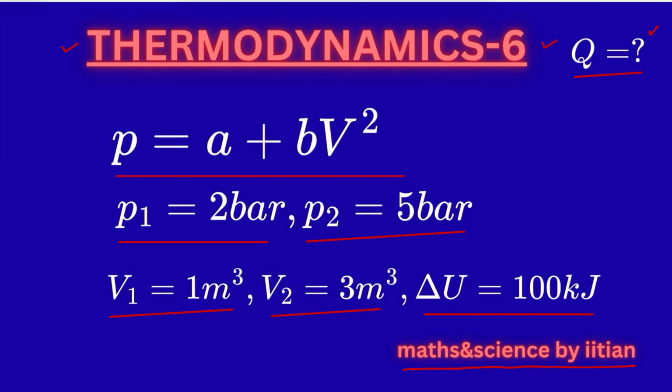Whereas pressure varies, it does not vary linearly, it varies in a polynomial way. P is equal to A plus bV². Now, let us try to solve this question. What are the parameters given? What is to be found out?